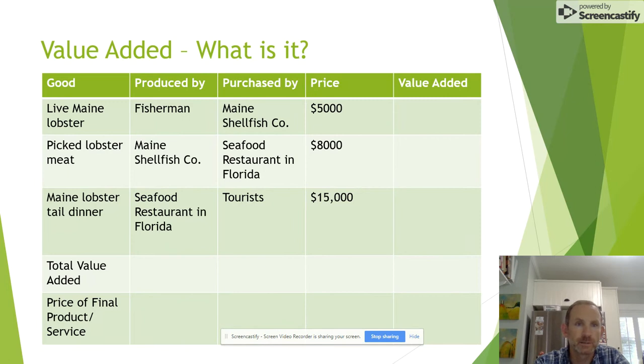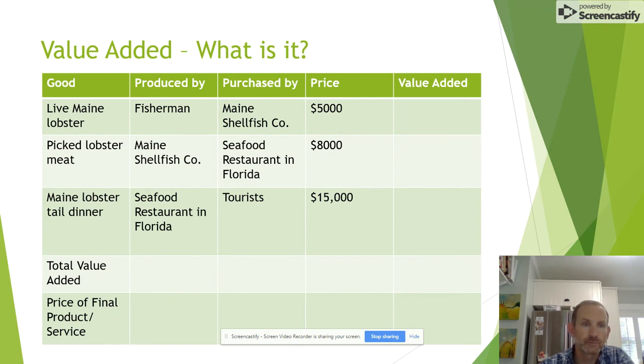This chapter talked a little bit about value added. That's another way of estimating total output or total income. The idea behind value added is that instead of looking just at the final goods and services, you look at each step along the way.